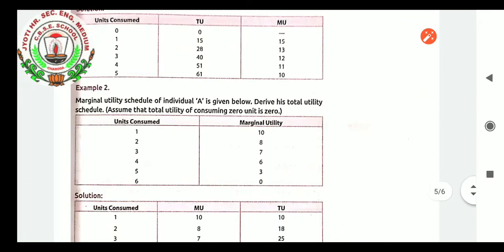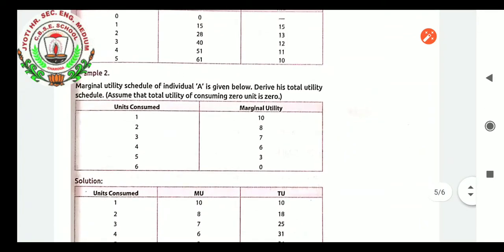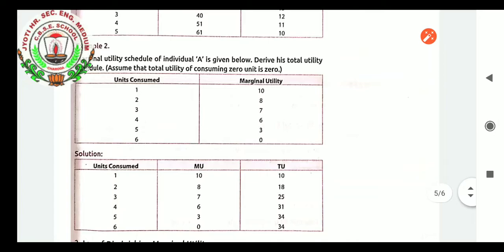MU is given. TU, how to calculate? TU formula is the sum of MU. For 1 it will be 10. For 2, how much must it come? 10 plus 8, 18. For the third unit, 18 plus 7. How much will it be? You can see 25. Then for the fourth unit it will be 25 plus 6. How much? 31. Then for the fifth unit, 31 plus 3, 34. Sixth unit it will be 34.